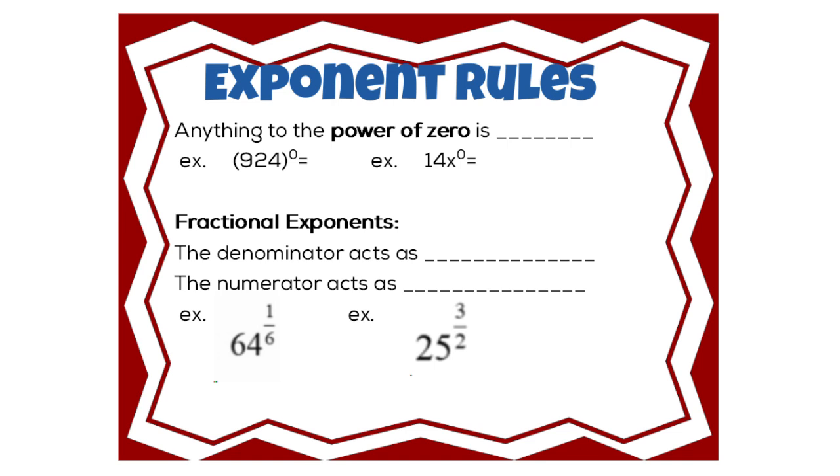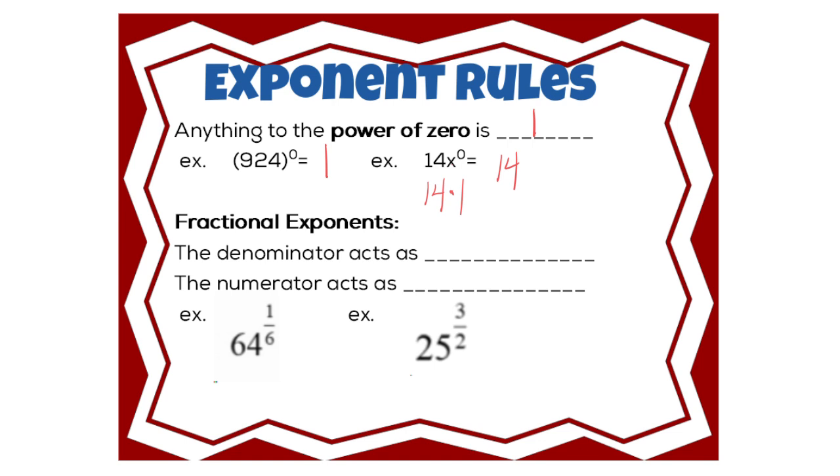So first of all, anything to the power of 0 is always equal to 1. So it doesn't matter if it's a 924 to the 0 or a 14x to the 0, anything to the 0 power is 1. But look at this second one. The x is being raised to the 0, but the 14 is not because there's no parentheses. So the 14 is still there. The x to the 0 is what turns into a 1. So this final answer is actually a 14.